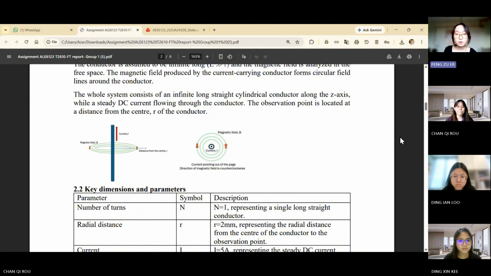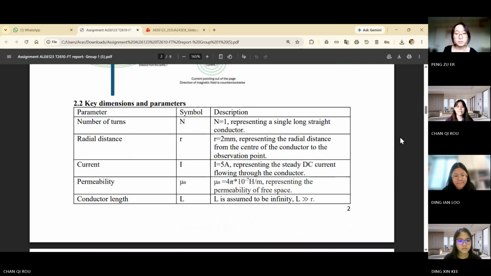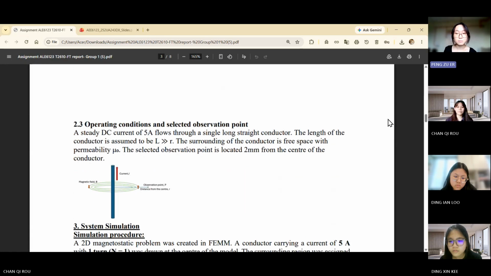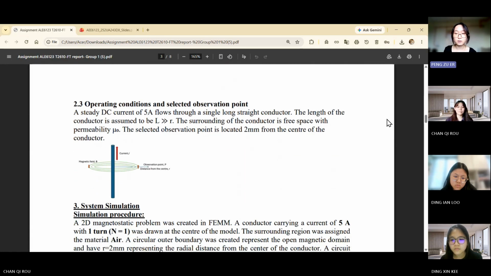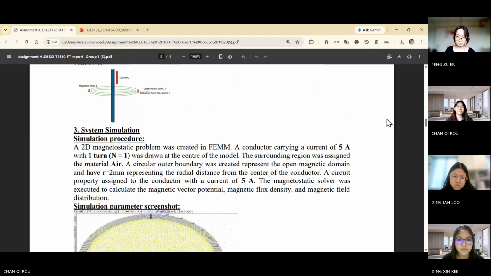The number of turns of the single long straight conductor is 1, and the radial distance is set to 2 millimeters. The current flowing through the conductor is 5 amperes. In free space, the permeability is mu0, which is 4 pi times 10 to the power of -7. Since it is assumed to be infinite length, we can say the length L is much greater than the radial distance r. Now I will pass to Xingyi. Thank you, Zhu.